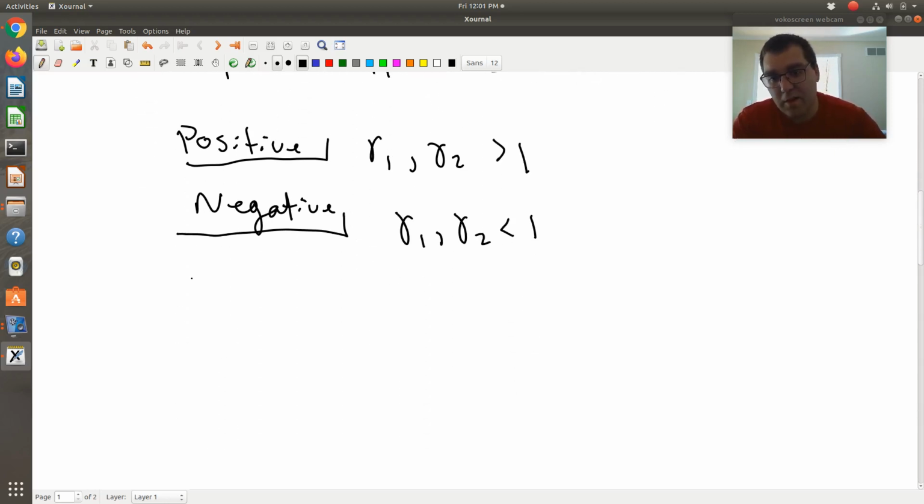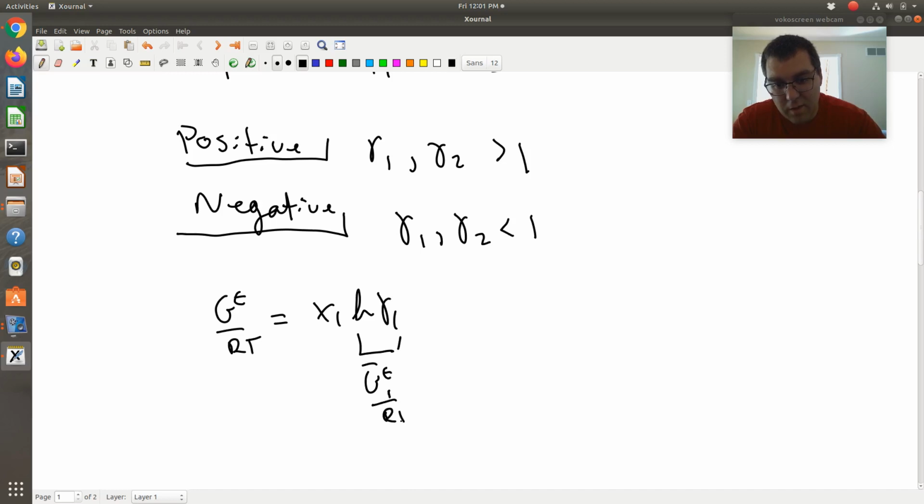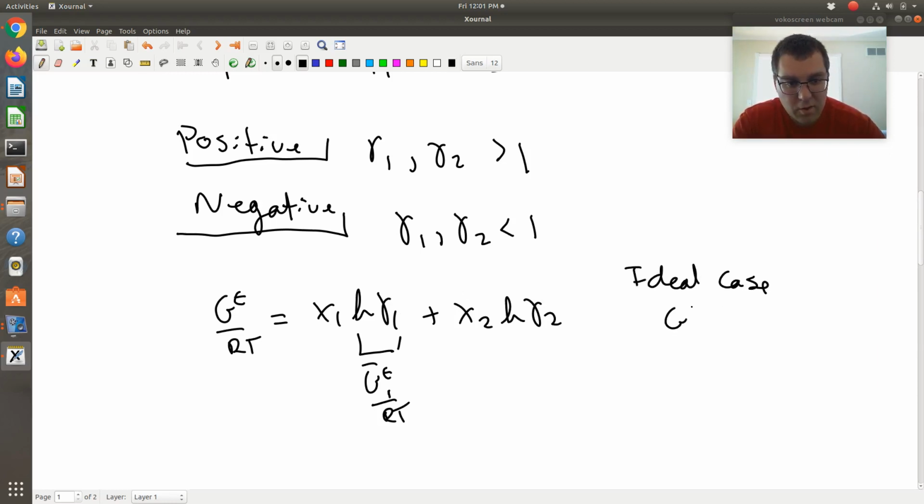The other way you could look at this is, remember that G^E over RT is equal to x1 log gamma 1, because remember this is just the partial molar excess Gibbs energy of 1 over RT, plus x2 log gamma 2. And for an ideal solution, G^E over RT is just equal to 0.